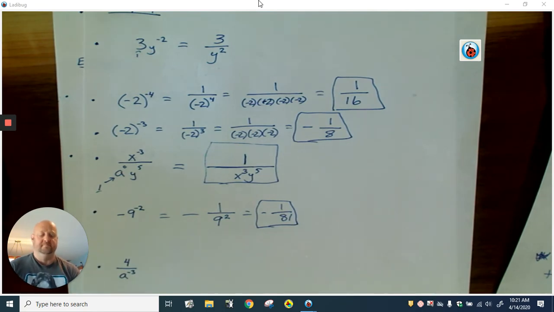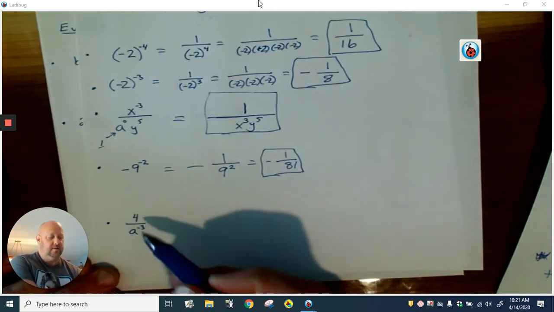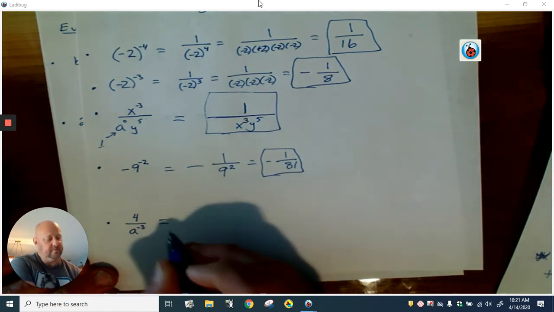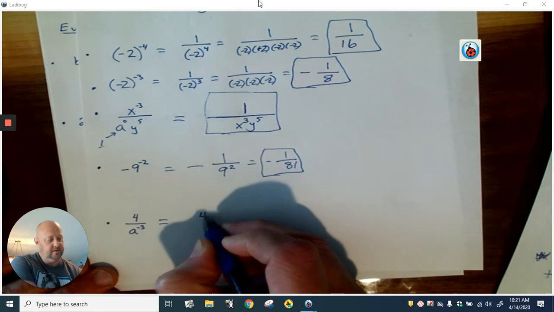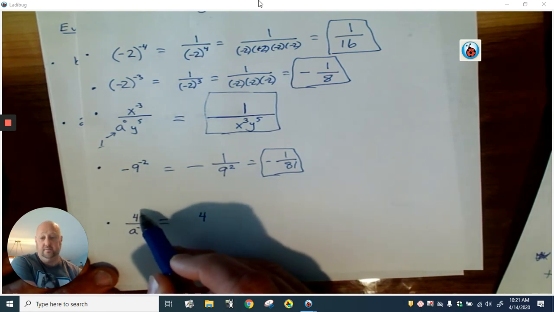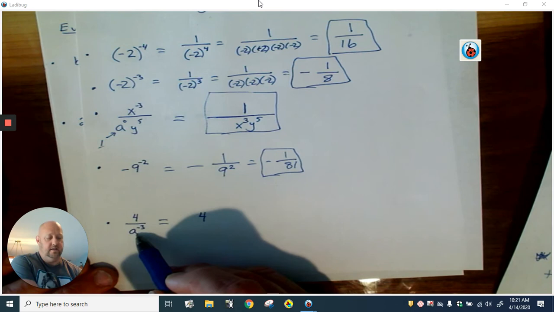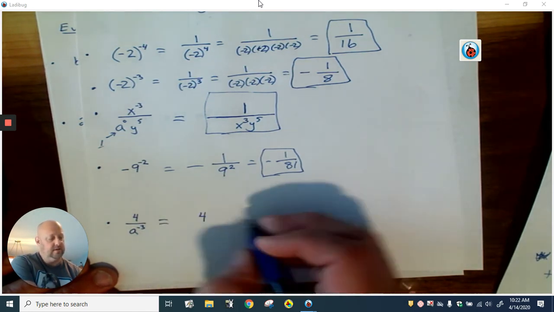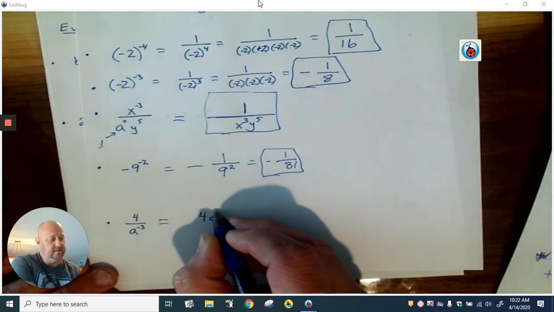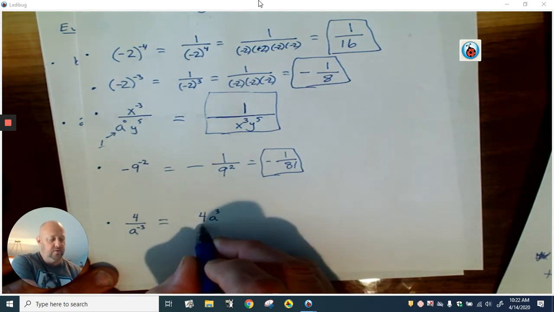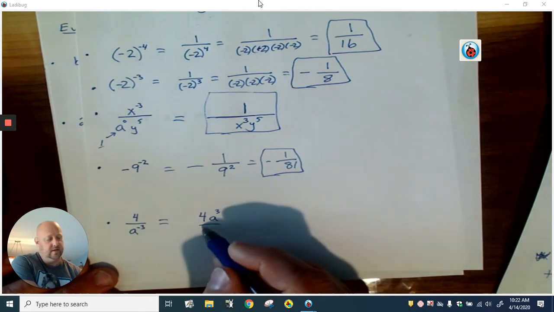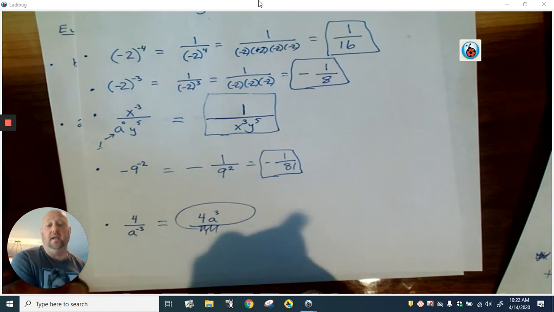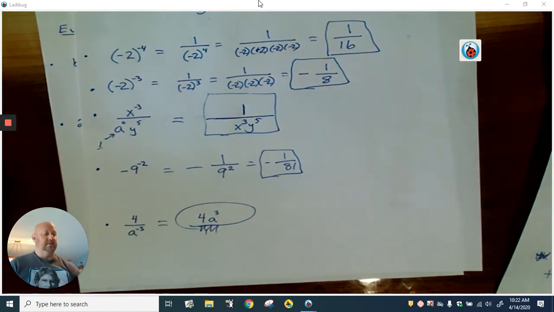Okay, let's try another one. If I had 4 over a to the -3rd, well, the 4 stays exactly where it's at because it's not raised to a negative exponent. These a's, because they are raised to a -3rd power, they also have to go to the top, so that becomes a to the 3rd. If you want, you can put it over 1, but you don't actually have to put that part of it if you don't want to. Okay, so the final answer would just be 4a to the positive 3rd power.